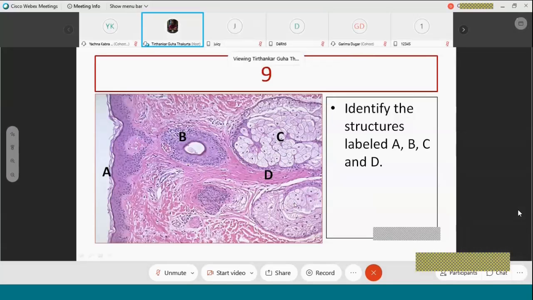Now guess, what is the structure coming out of the hair follicle and running through the sebaceous gland into the depth of the dermis? What is this pink fiber? Think from a very physiological point of view.